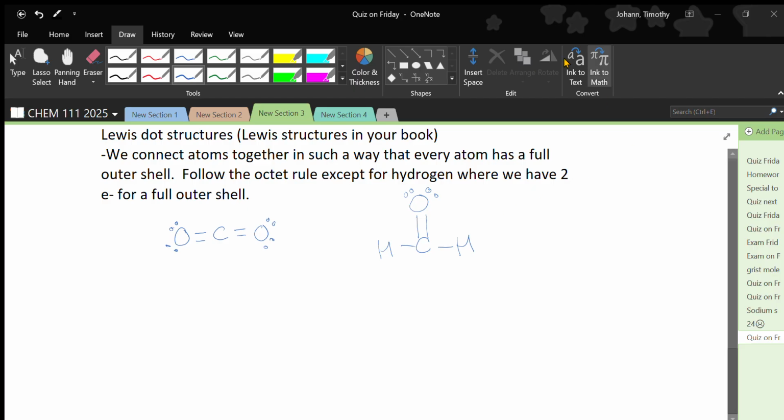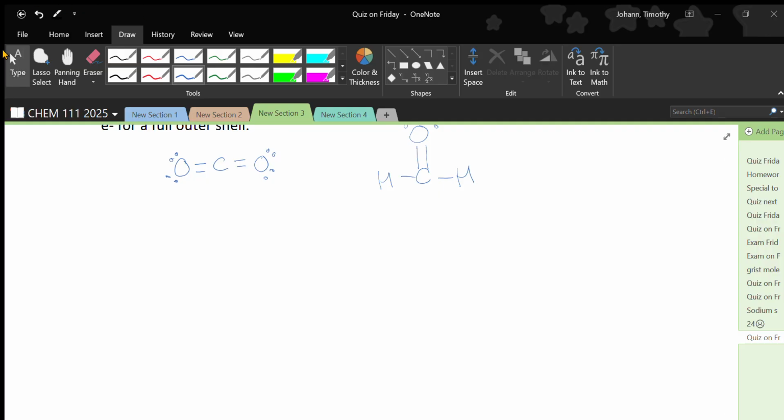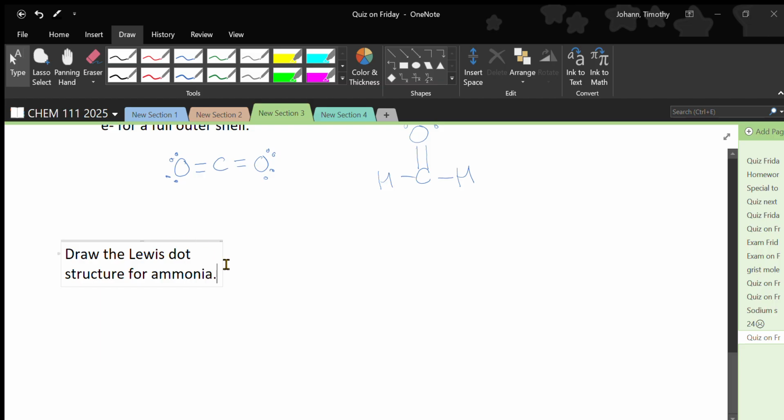Let's talk about the set of rules that we'll use to do this. Let's say our question was: draw the Lewis dot structure for ammonia. And ammonia is NH3.